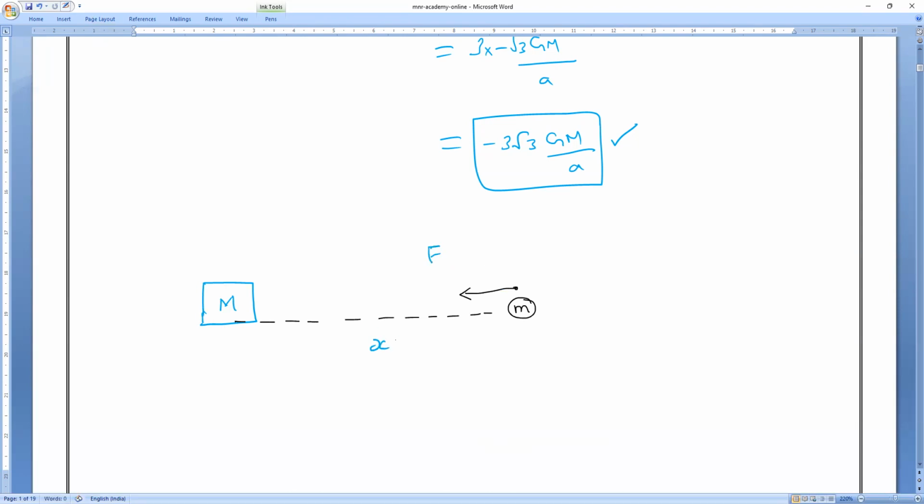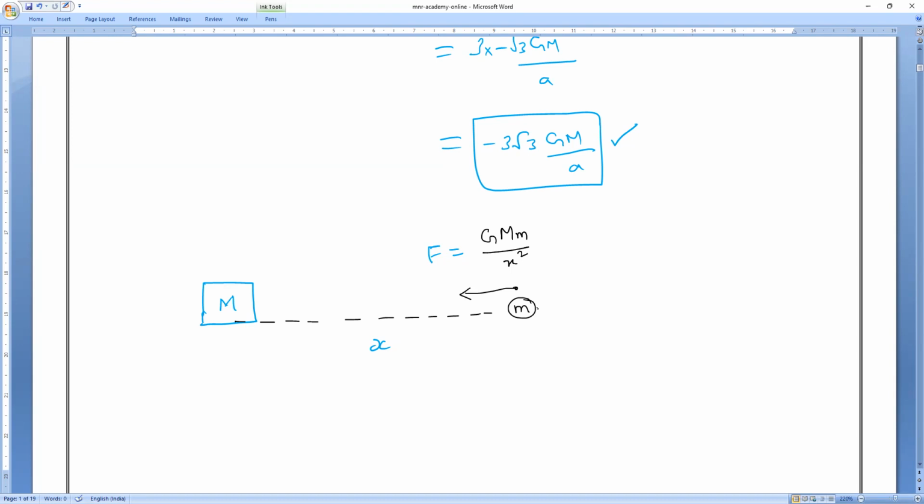The mass is present at distance x, so what is the force of attraction between them? Yes, Pradosh. Girls, tell me. What is the force of attraction? G into capital M into small m divided by r square. r equals x, so x square. Am I right, everybody? Please respond, all of you. Yes, sir.